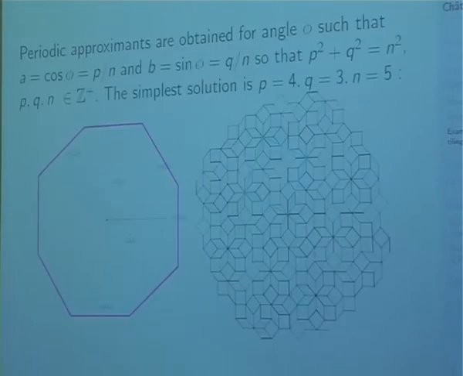If you want to make it periodic, you have to write that cos phi is P over N and sin phi is Q over N, where P, Q, and N are integers. It must be such that P squared plus Q squared equals N squared. A simple solution is 4, 3, 5: 4 squared plus 3 squared is 5 squared. Here it is. You see the lattice L prime projected in perp space. Everything I show you is perp space. That's in real space. And here is one of those structures.